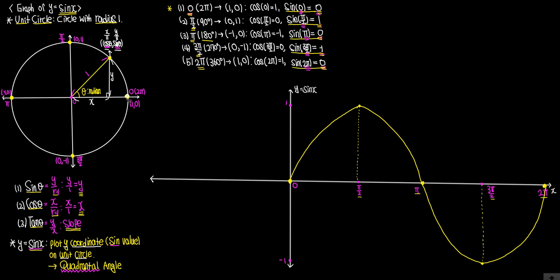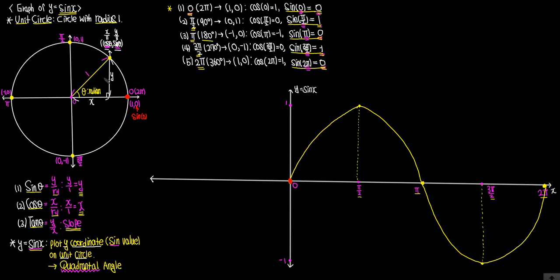When the angle rotation is 0, then the coordinate is 1, 0, where the sine value is the y coordinate. So the sine of 0 is equal to 0. So our sine value starts from 0, which is the origin.